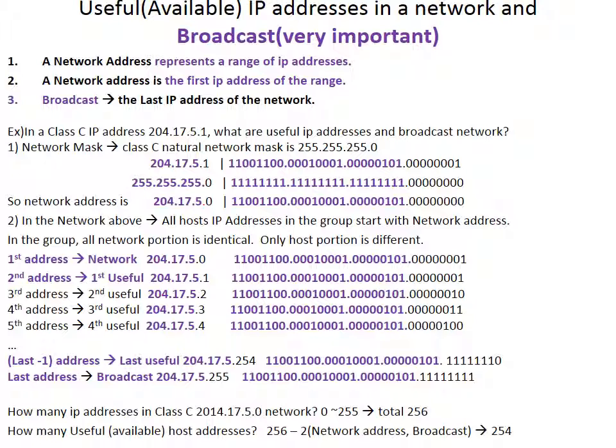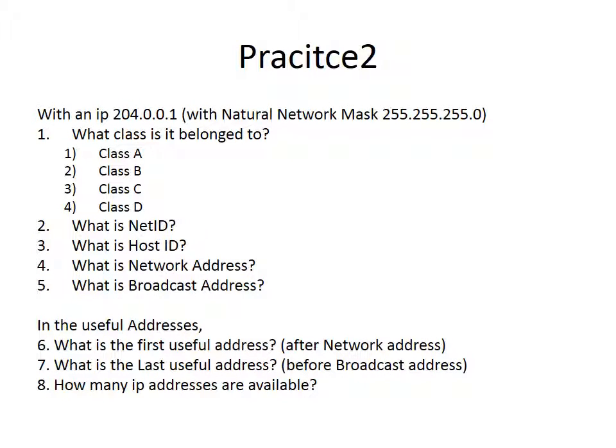By the way, we use this last address in a network as the broadcast address. Broadcast means when a computer sends a message to every computer inside the network, we use the broadcast address. So we cannot assign this IP address to a computer. Then the last useful or available IP address is 204.17.5.254. Practice this with paper and pencil.